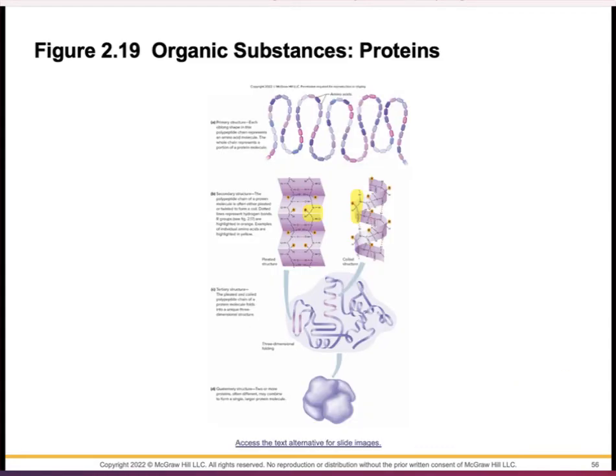In figure 2.19, if you go through A, B, C, and D, you can look at the different levels of your protein structures. A would be your primary structure. B will be the two types of secondary structure. Remember, you have the beta pleated sheets and the alpha helix. So those are the two types of secondary structures that you can have. Then tertiary structure, and your most complex structure is going to be your quaternary structure.